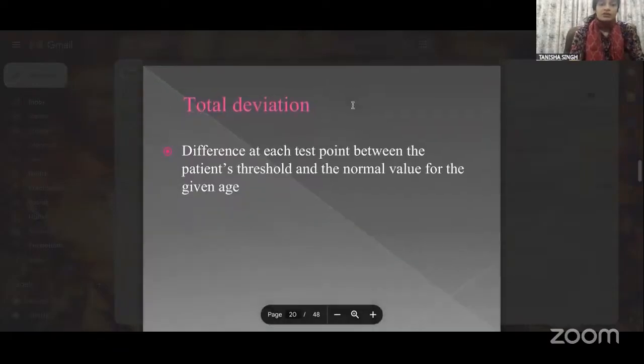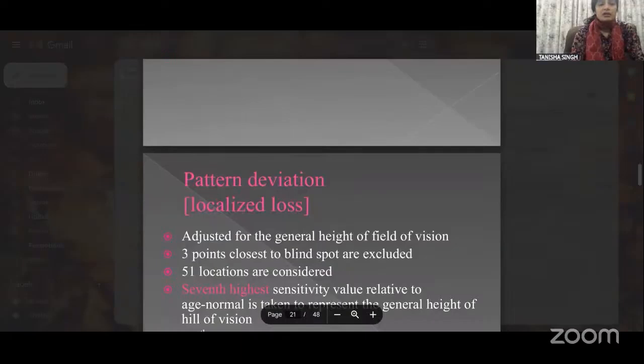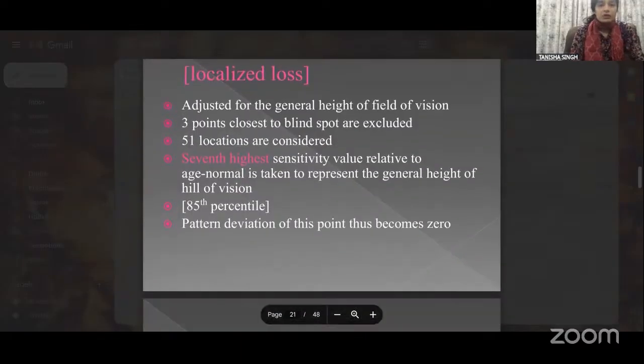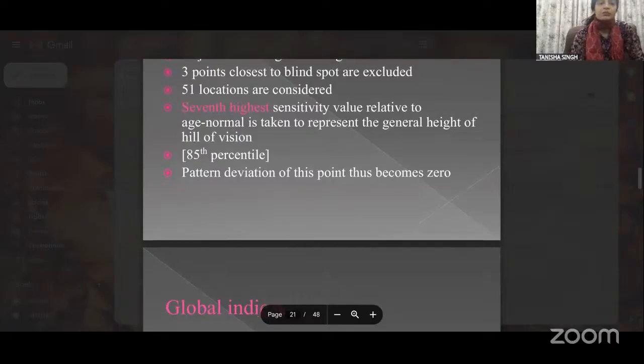The total deviation plot shows the difference at each test point between the patient's threshold and the normal value of the given age. The pattern deviation plot shows the localized loss and is adjusted for the general height of field of vision. So the seventh highest sensitivity value relative to the age normal is taken to represent the general height of hill of vision, that is the 85th percentile. And the pattern deviation of this point thus becomes 0.